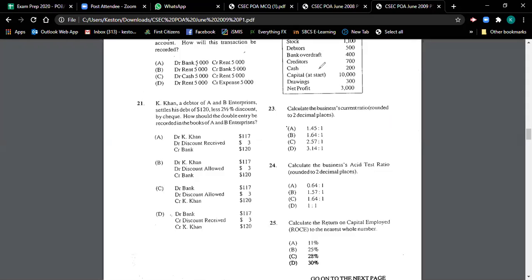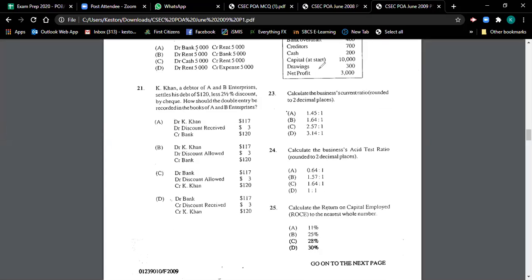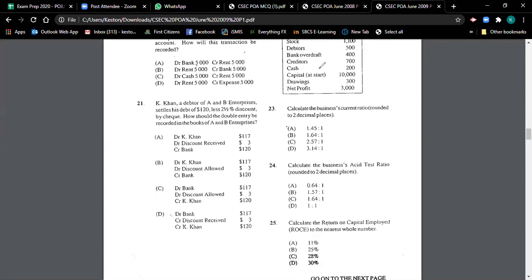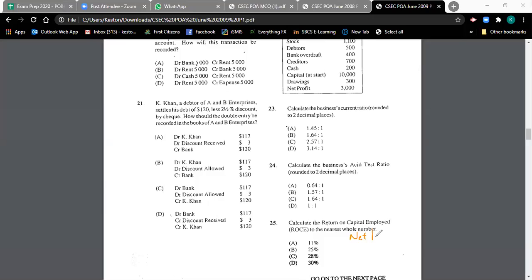25. Calculate the return on capital employed. Return on capital employed is net profit on capital employed. Capital employed is either equal to the average capital, right? Where you take your opening capital, add it to your closing capital, divide by 2. Or in this instance, you could just use the capital at the start because you do have a closing capital.